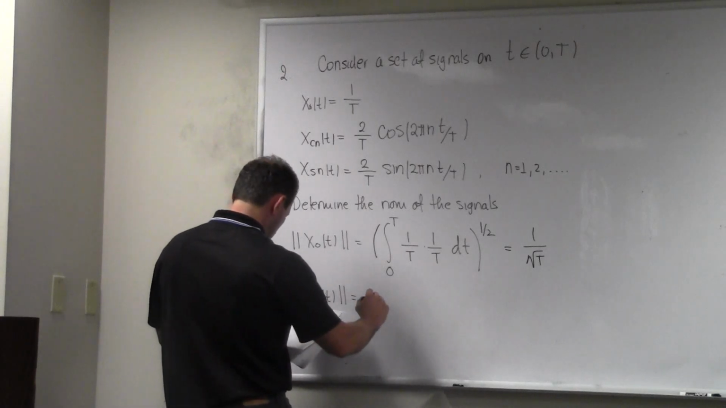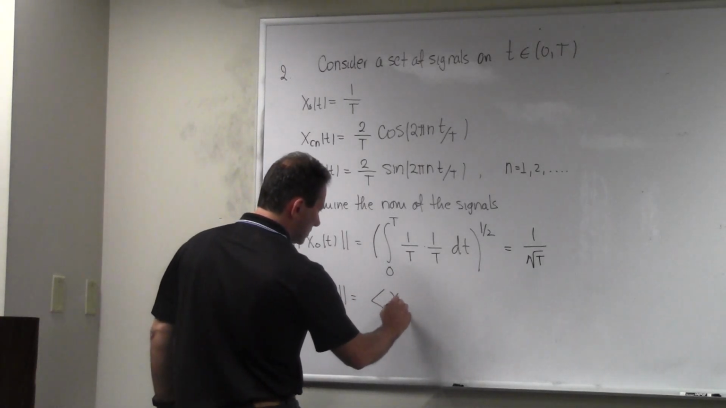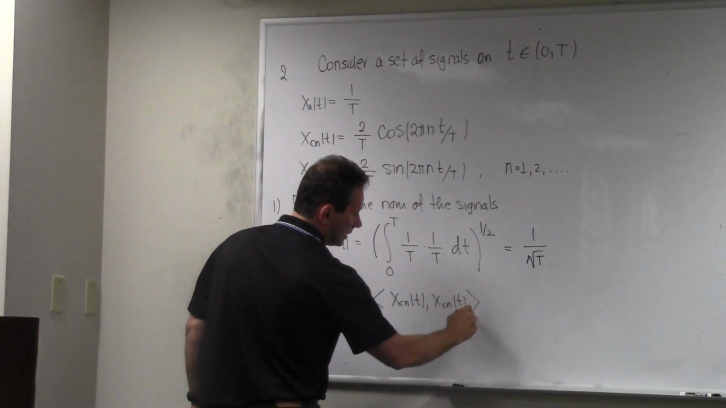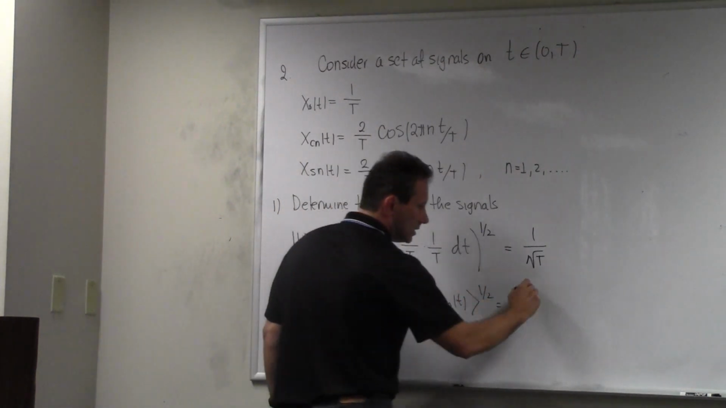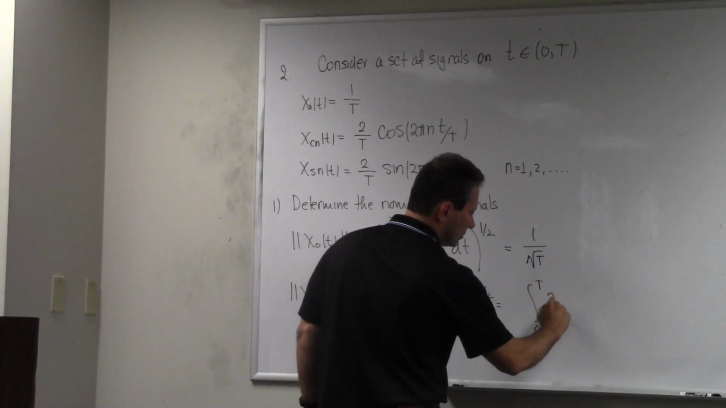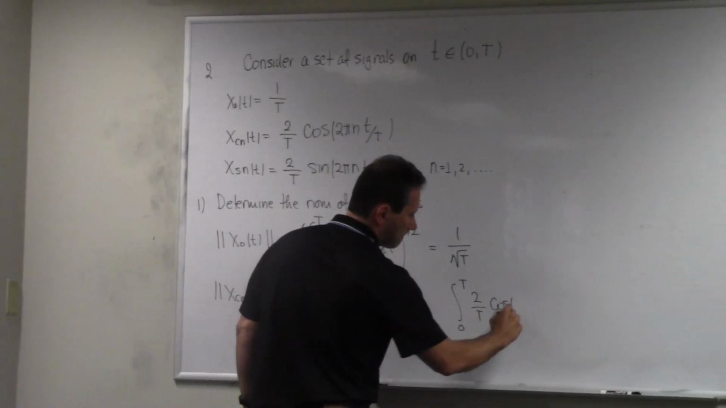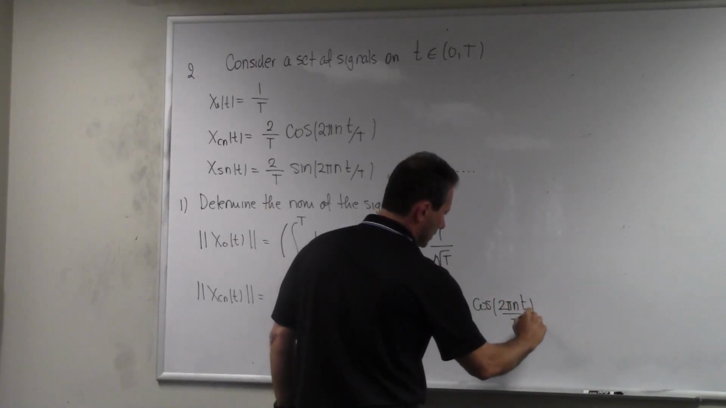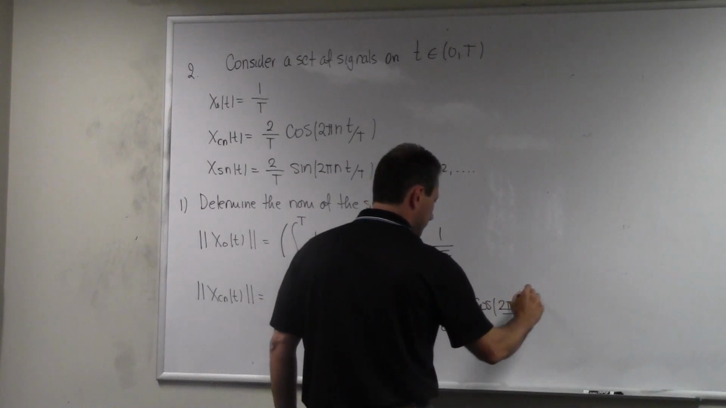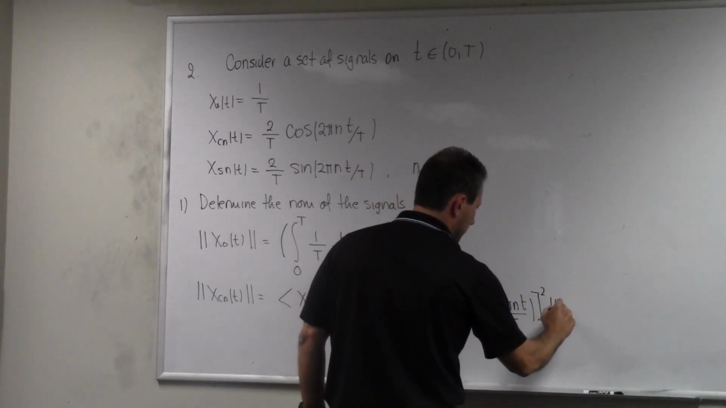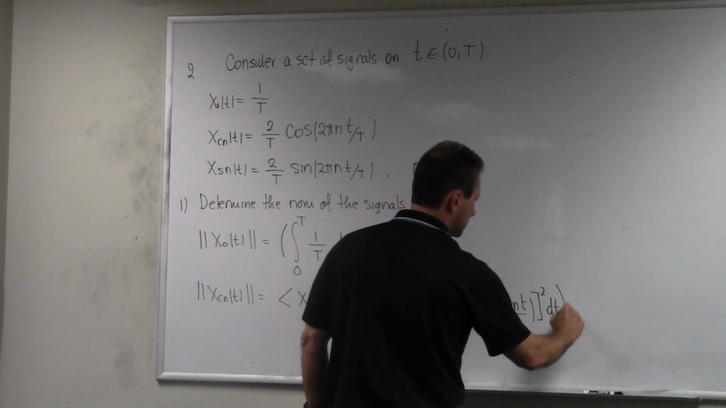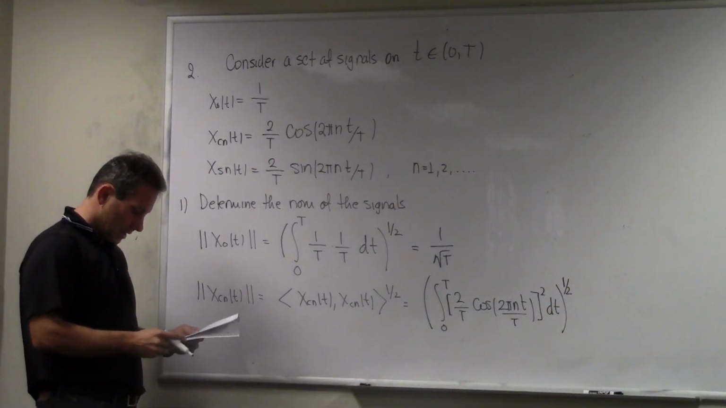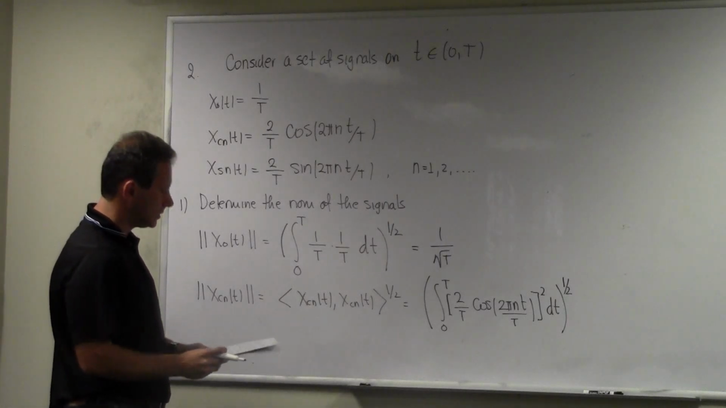It's going to be, again, let me just write it as Cn of t in dot product with itself, and then taken square root. So this is an integral from 0 to T, 2 over T, cosine 2 pi n t over T, and everything squared, dt. And then once you do the integration, you take the square root of that to get a norm. I'm sure you can carry out this integration.